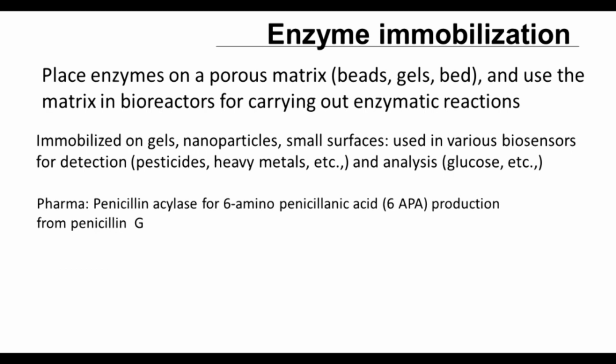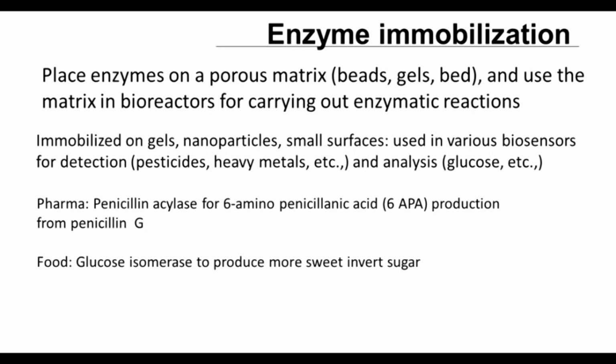Some examples of industrial scale use of enzyme immobilization. In the pharma industry, penicillin acylase has been immobilized, and that immobilized enzyme has been used for 6-APA production from penicillin G. We saw that 6-APA is the preferred antibiotic, and the conversion of penicillin G to 6-APA is done in an enzyme immobilized reactor in the industry. In the food industry, glucose isomerase produces sweet invert sugar, a mixture of glucose and fructose, and that is also done by immobilized glucose isomerase. In the energy industry, lipases to produce biodiesel from bio oil is carried out using immobilized lipases.